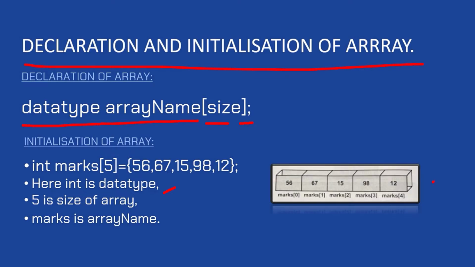Here in this picture we can see the array representation. We can access a variable in the array using its index position. If we write marks[0], then it represents the first variable 56, and if we write marks[3], then it represents the fourth variable 98. So this is how we declare and initialize an array.